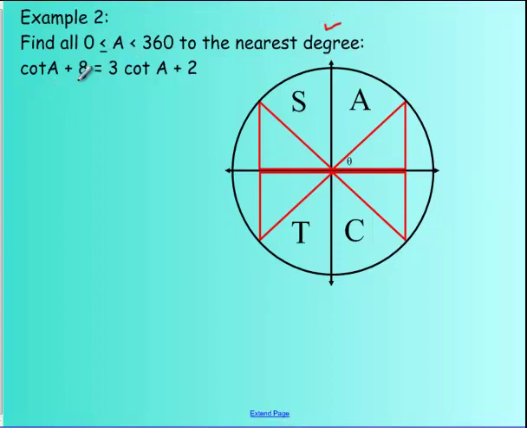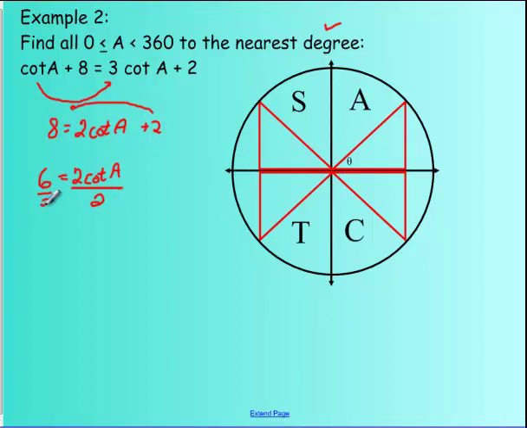It's a first degree problem. Let's see, I'm going to bring this cotangent over here. So that means 8 equals 2 cotangent A plus 2. I'm going to bring that 2 over there. So 6 equals 2 cotangent A. Divide by 2, divide by 2. 3 equals the cotangent of A.